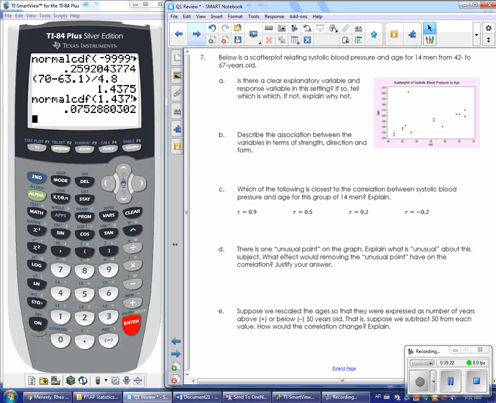So I think it makes sense that there is an explanatory response situation here. I think we can see that as men get older, their blood pressure increases. So that means that my explanatory variable would be age and the response would be the systolic blood pressure.